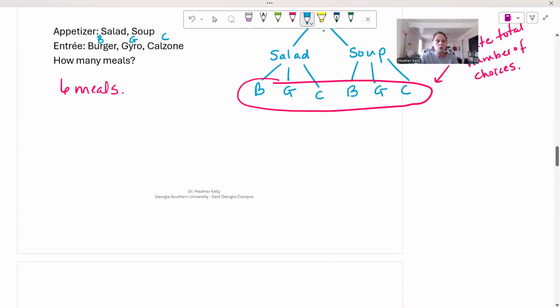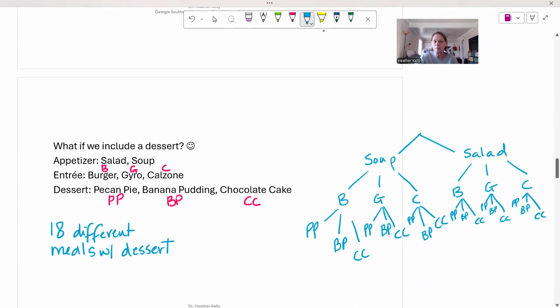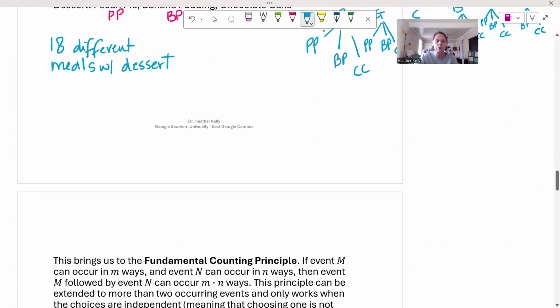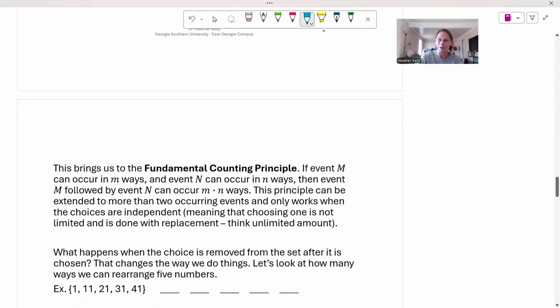Now, if there were 6 meals with these two options, and now there are 18 meals with these three options, can you see a pattern emerging? In fact, there is, and this brings us to something called the fundamental counting principle, okay?